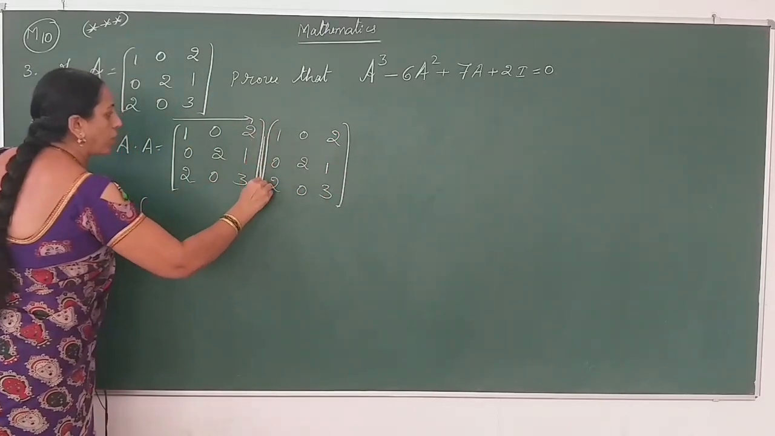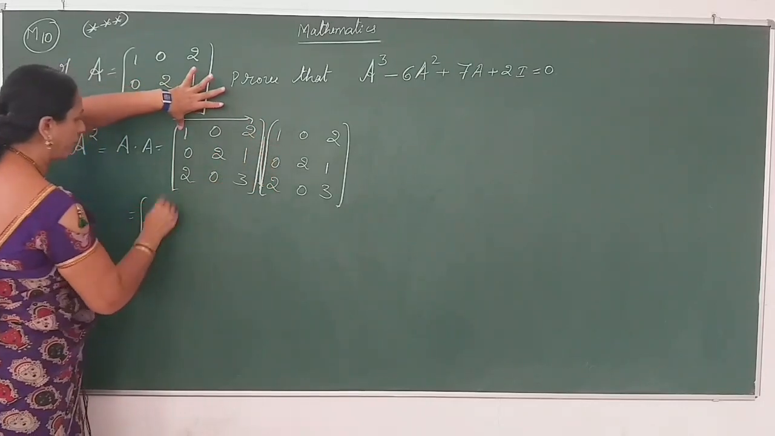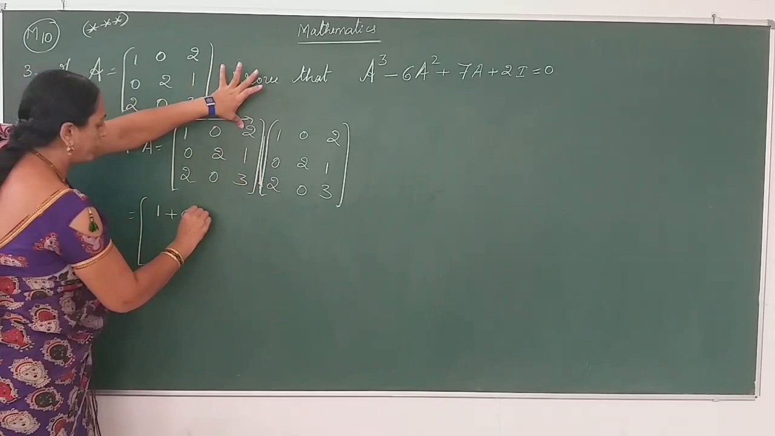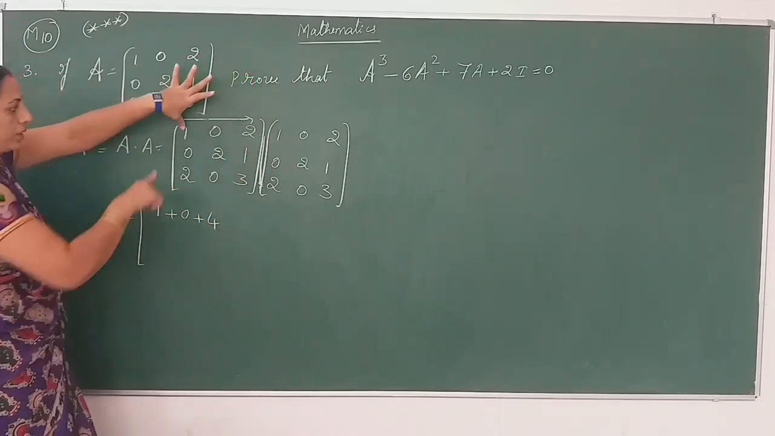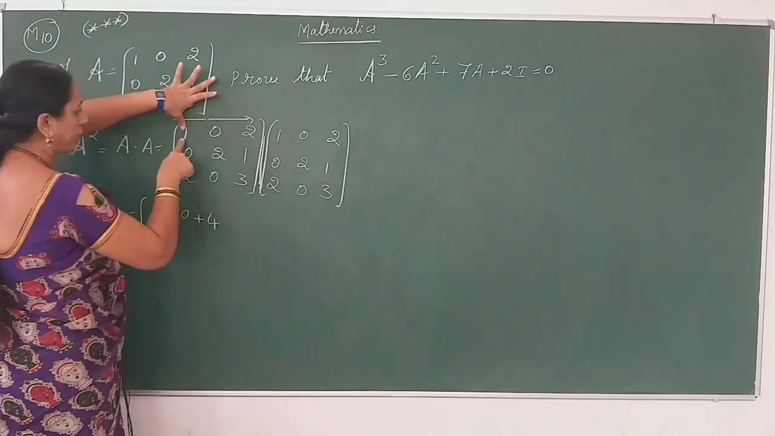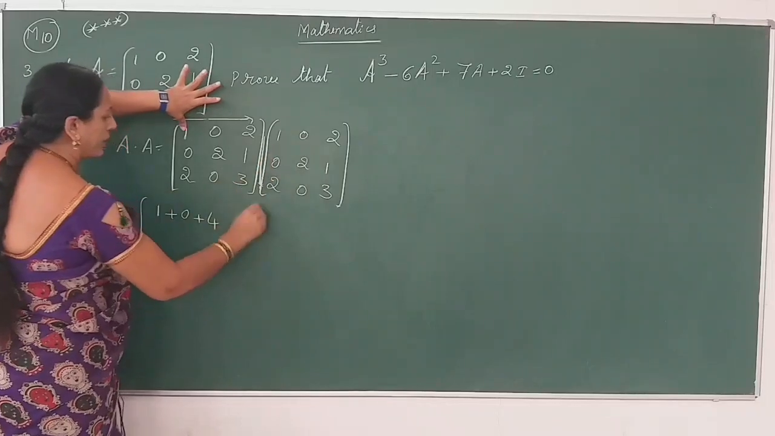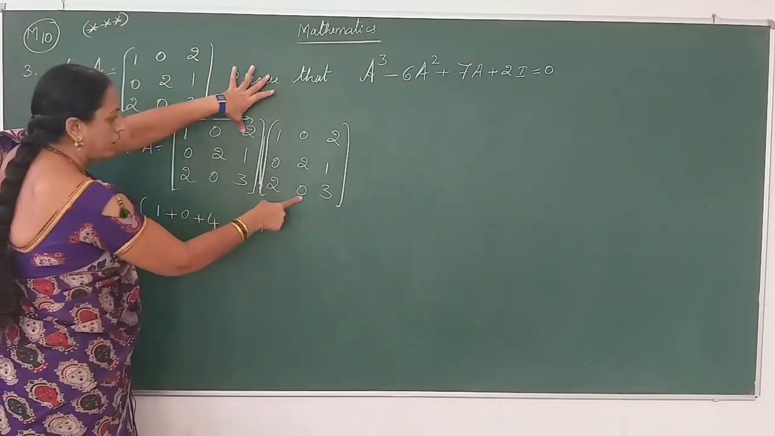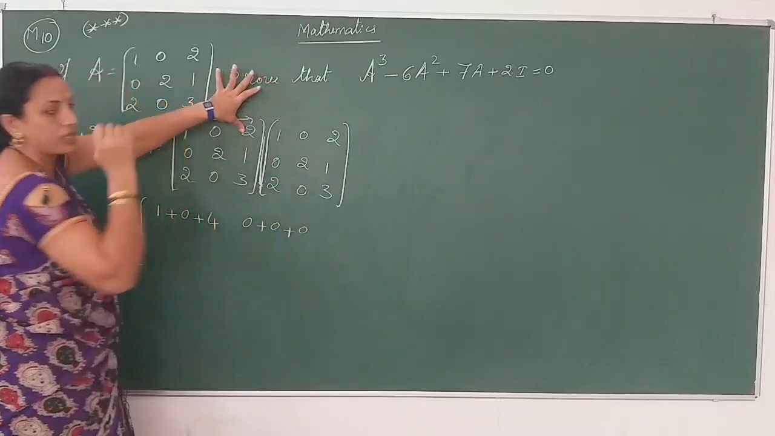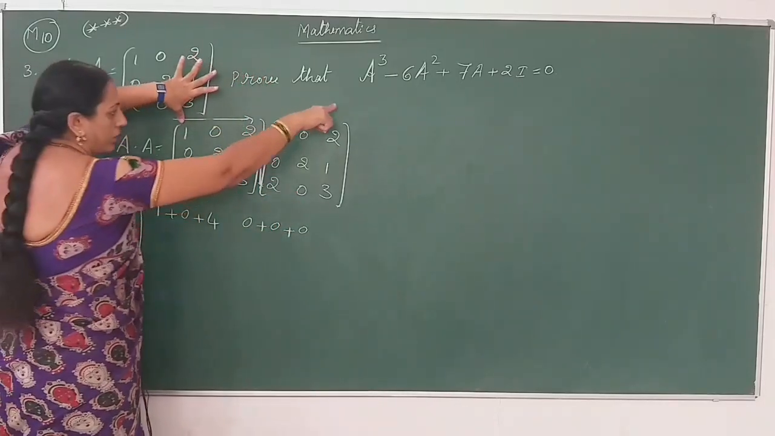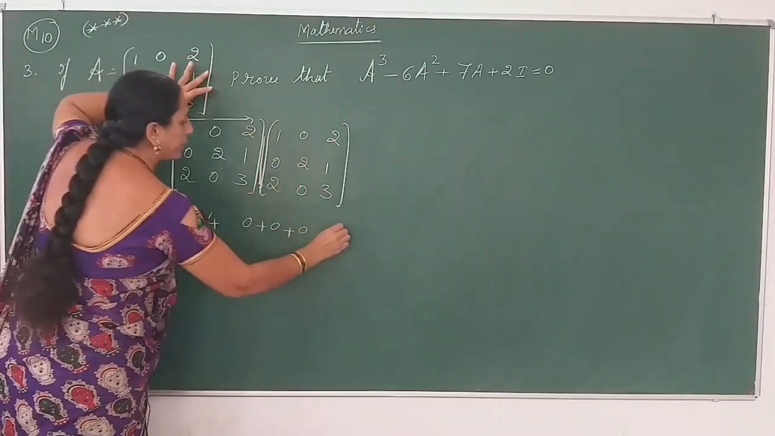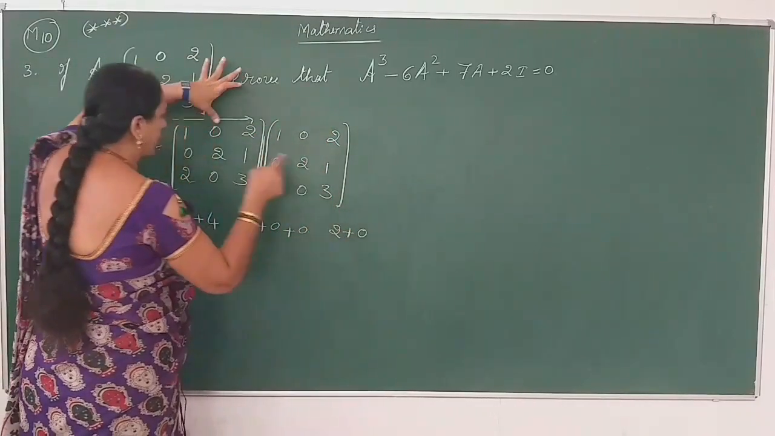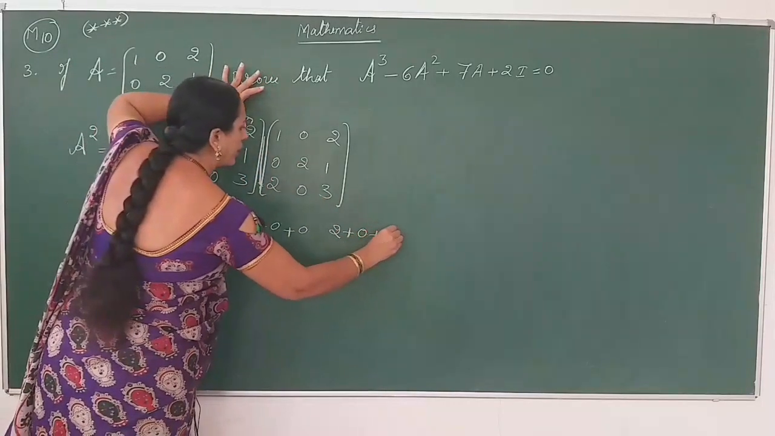First row, first column: 1 into 1 is 1, 0 into 0 is 0, 2 into 2 is 4. Again first row, second column: 1 into 0 is 0, 0 into 2 is 0, plus 2 into 0 is 0. First row, third column: 1 into 2 is 2, 0 into 1 is 0, 2 into 3 is 6.